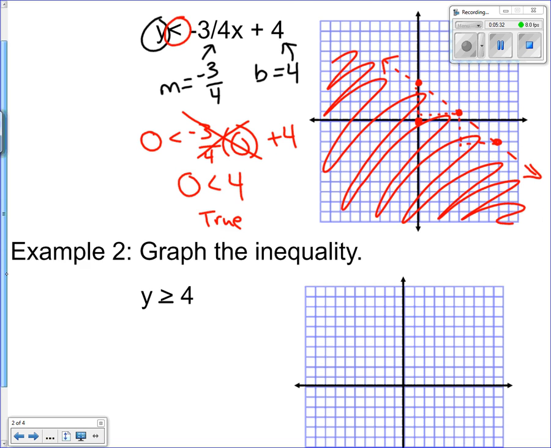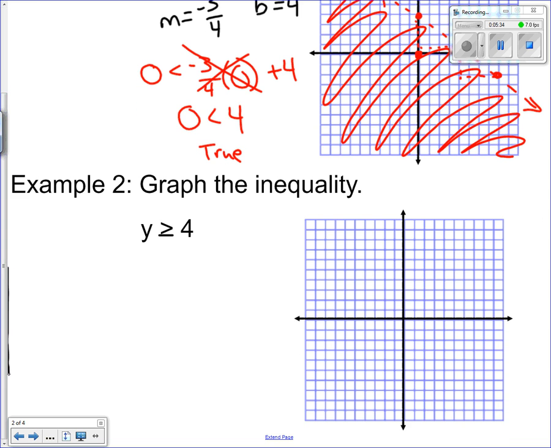Next one actually ends up being a little bit easier. Y is greater than or equal to 4. We're going to remember if it's y by itself, that means that is a horizontal line. It's a positive 4, so I go up on the y-axis, put my 4, and then I'm going to look at my symbol. It's greater than or equal to, so that would mean it's a solid line.